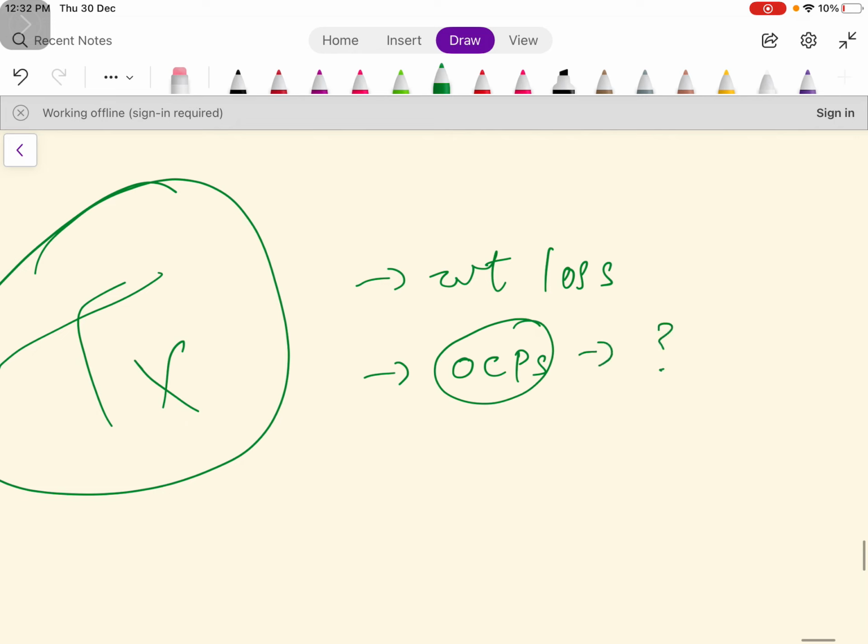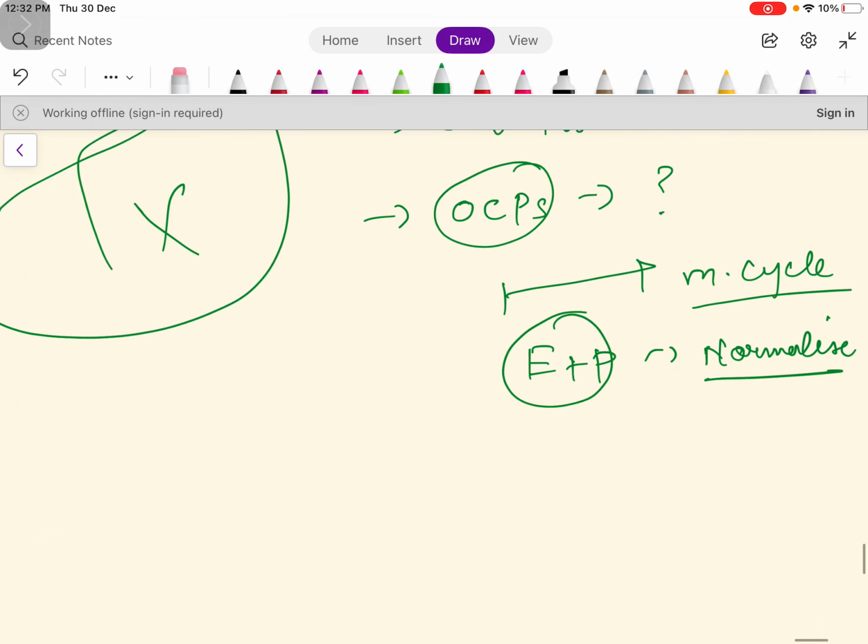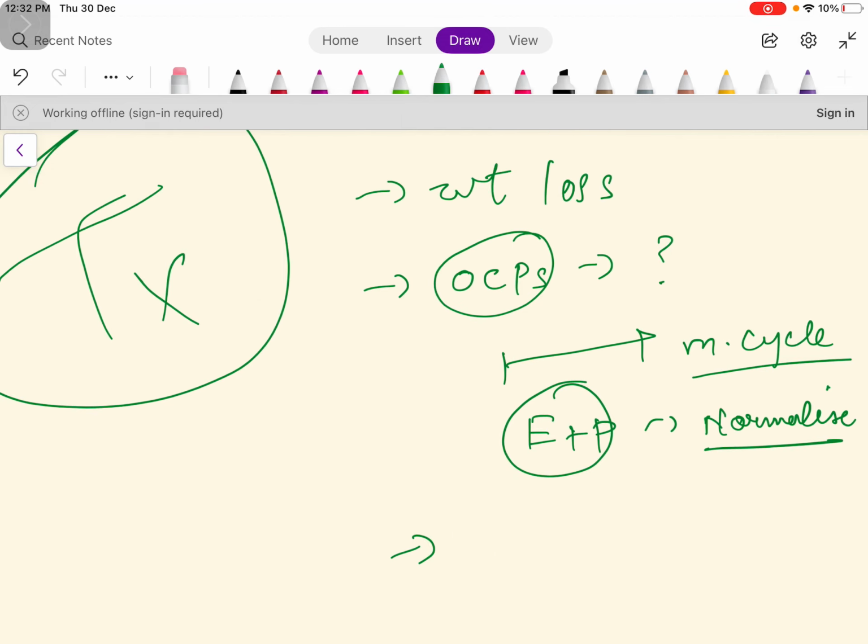Then we can also give them OC pills. Why OC pills? Because this will regularize their menstrual cycle. If the menstrual cycle is regularized, then estrogen and progesterone hormones will also get normalized, and this will help the patient with excess estrogen. And we can also do surgery, but that is a last resort.